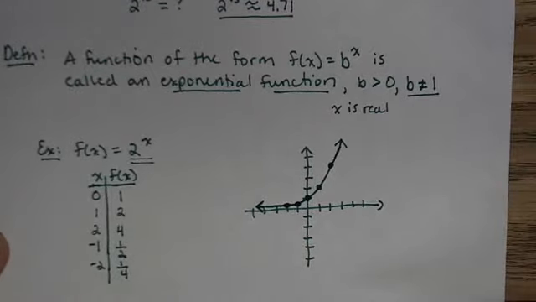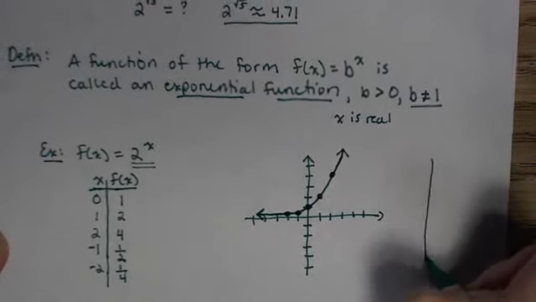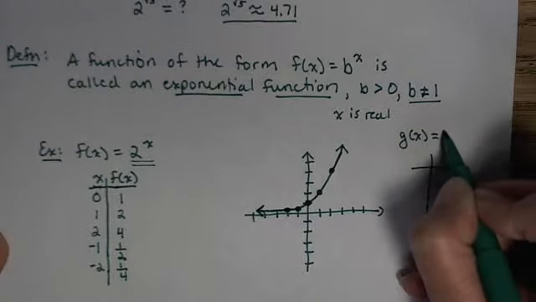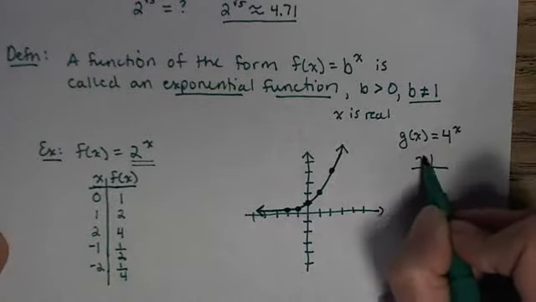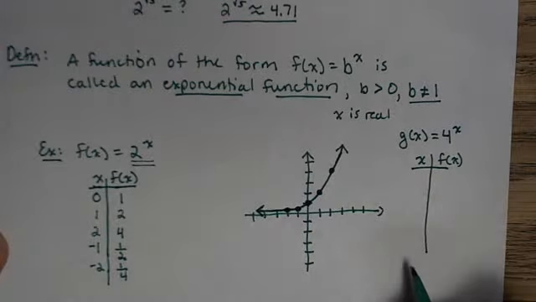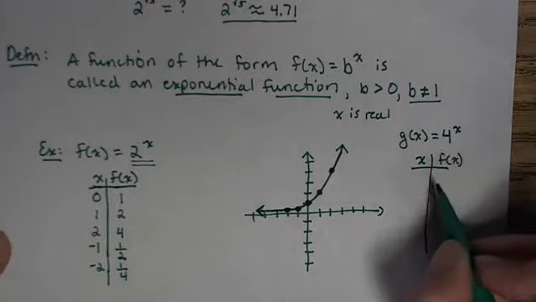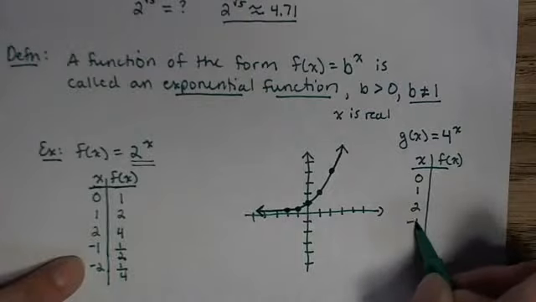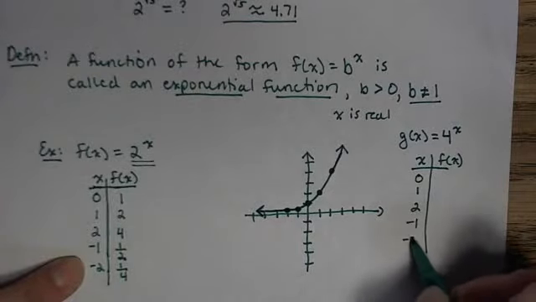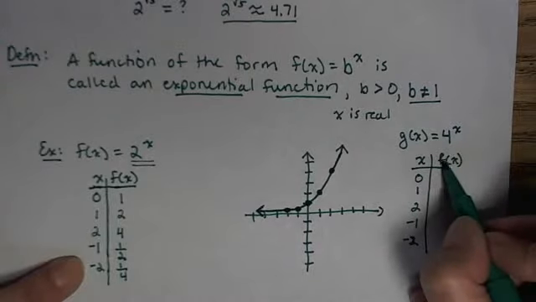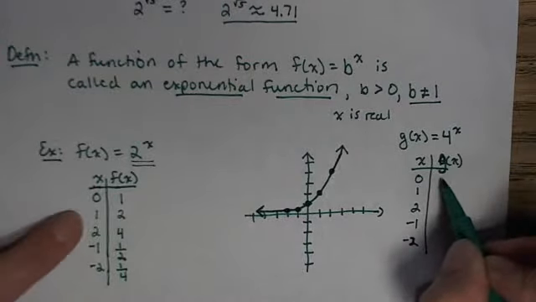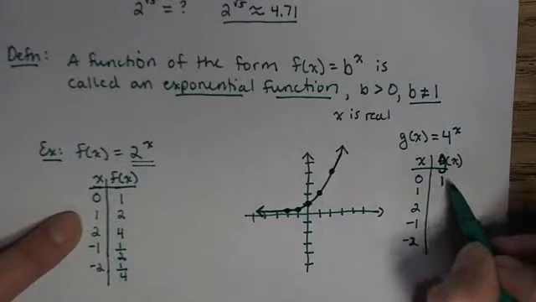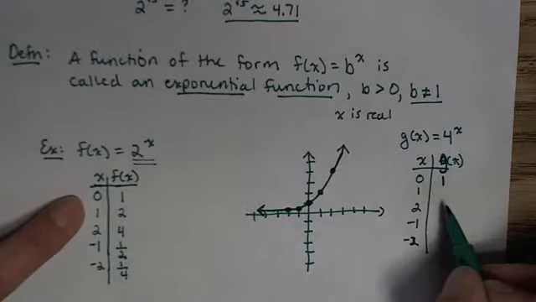Now you might want to compare this a little bit with another function. Let's say that I wanted to take a look at g of x is equal to 4 to the x. Now again, if I were to look at some x and g of x values here, and let's say we look at the same x values we did here. Sorry, we're looking at g of x here, not f of x. If I plug in 0 for x, what's 4 to the 0? Well, that's actually still 1, so that matches what we had for f of x.